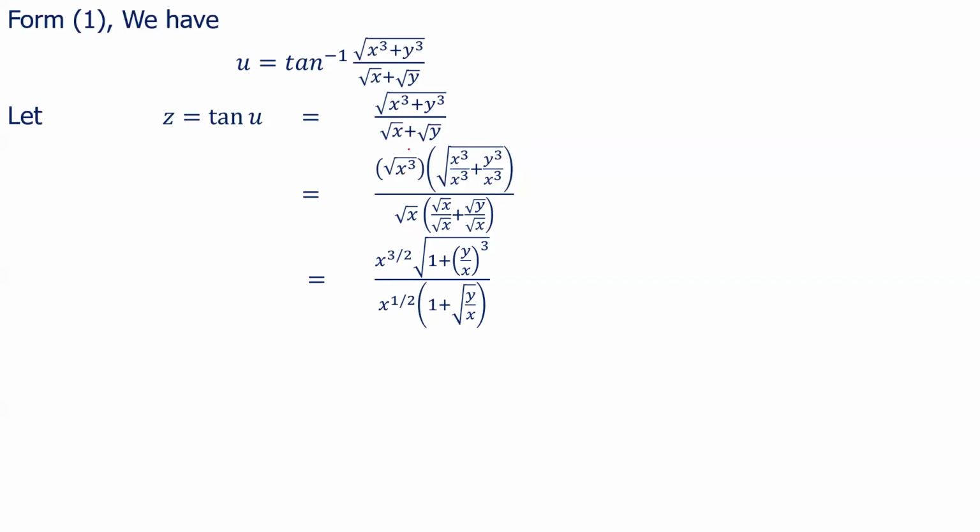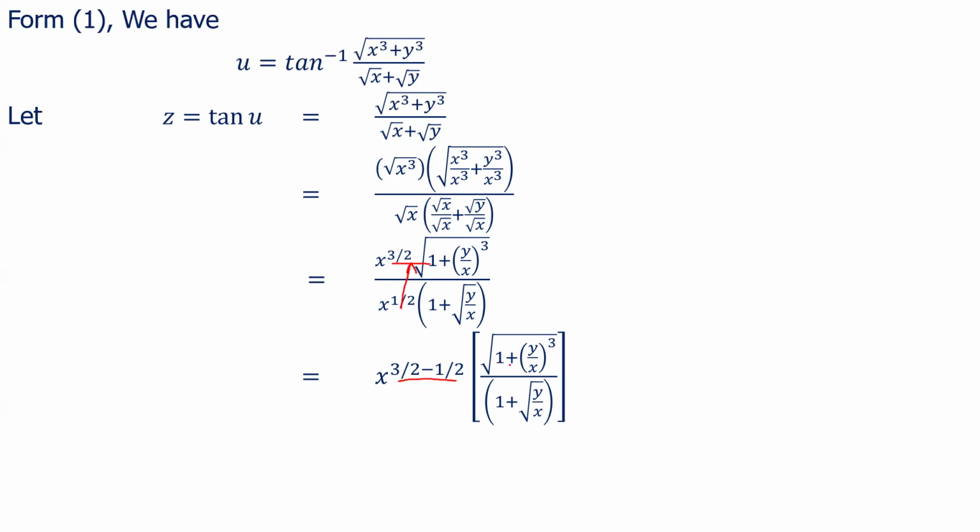Now x to the power 3 whole to the power 1 by 2 is x to the power 3 by 2. Similarly, root of x can be written as x to the power 1 by 2. Now x cube upon x cube is 1, giving y by x whole cube. Similarly, root x upon root x is 1, and root of y upon root of x is root of y by x. So this is x to the power 3 by 2, and this goes to the numerator, so it becomes minus 1 by 2. So x to the power 3 by 2 minus 1 by 2.